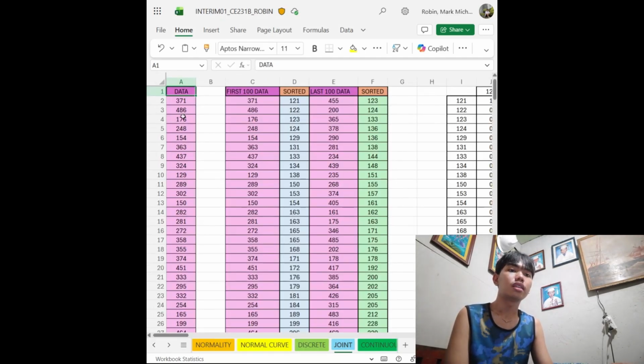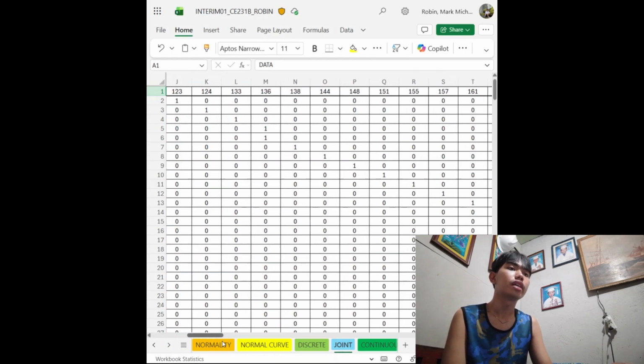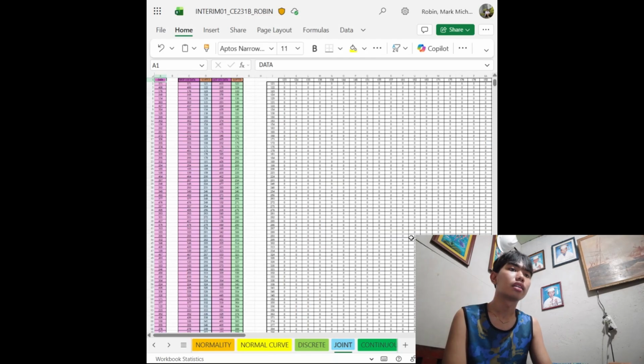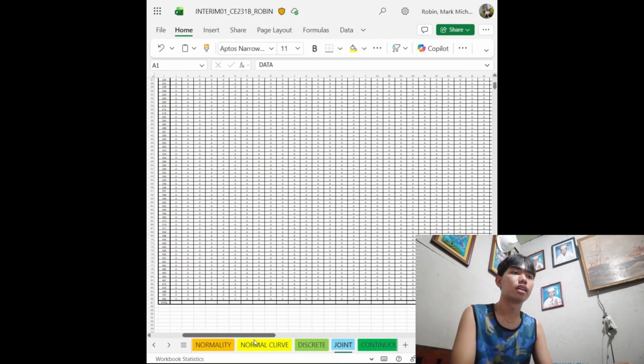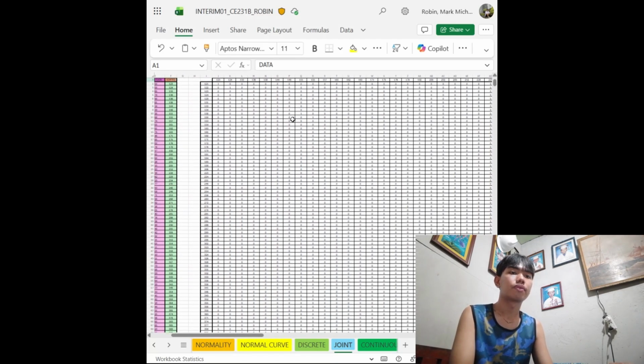In joint, we have the data isolated into 2 sets, the first 100 data points and the last 100 data points that sir gave to us. We calculated their individual probability and then their intersection. We have the first 100 data here, and I sorted it, and then the last 100 data and sorted again, and this is how I do this graph.